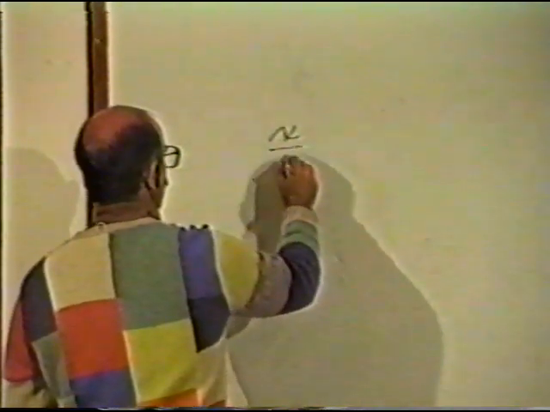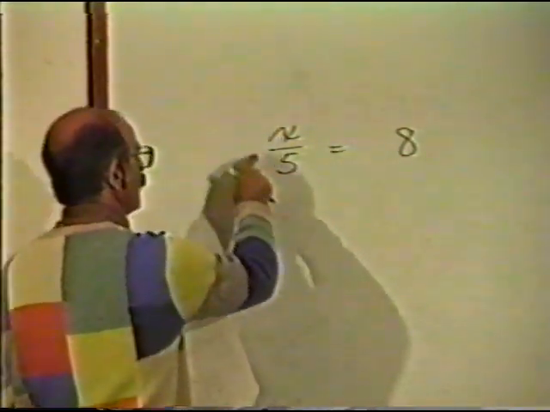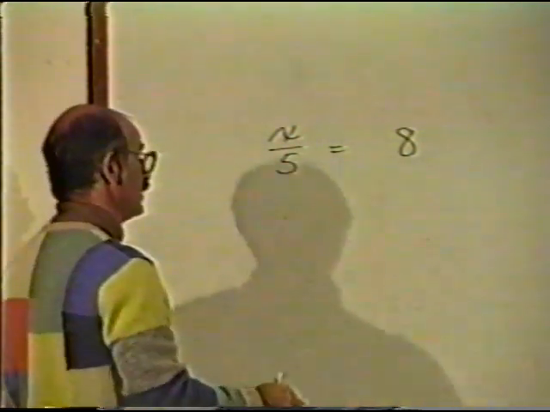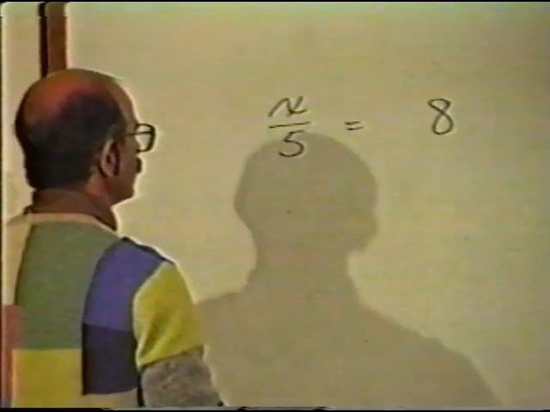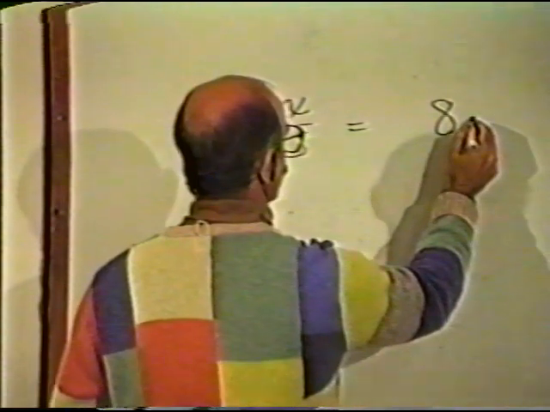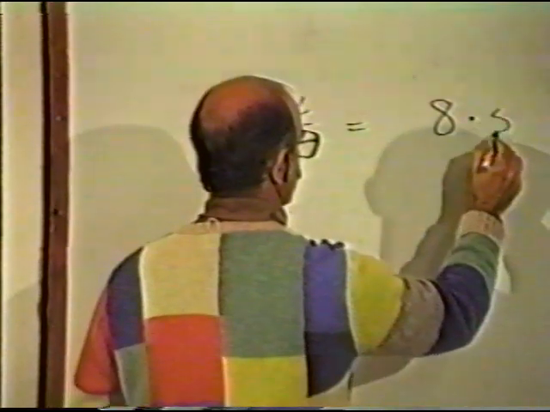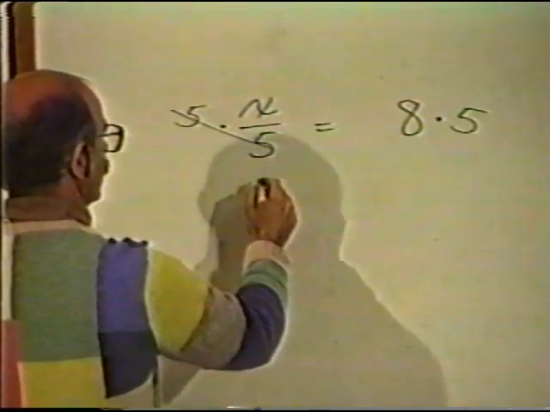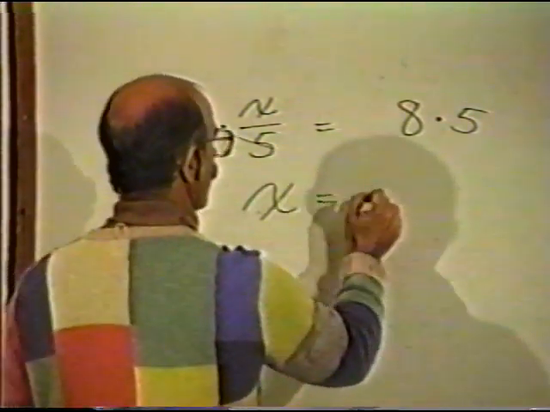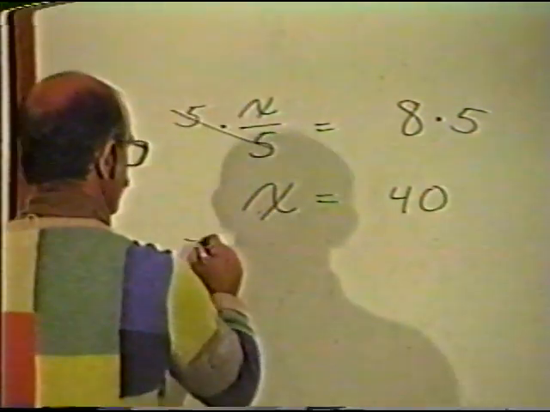x over 5 equals 8. What is the operation between the x and the 5? The division. And what is the opposite of division? Multiplication. We're going to multiply both sides of the equation by? 5. These cancel away, leaving us on this side x. On the other side, 8 times 5 is? 40. And the check.